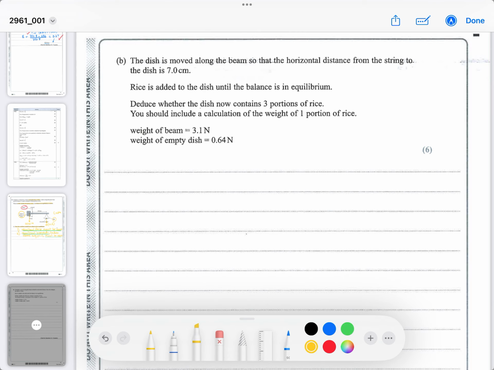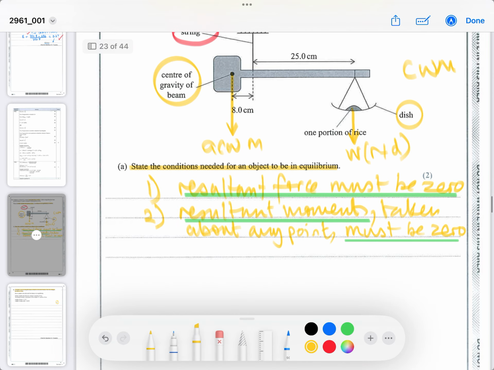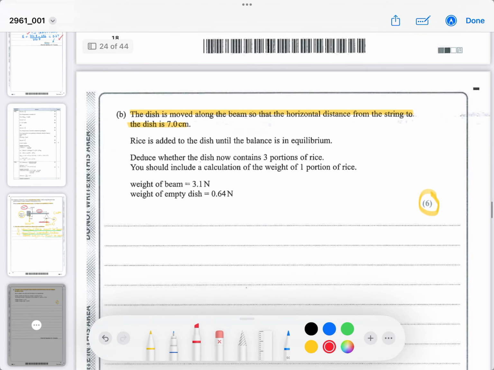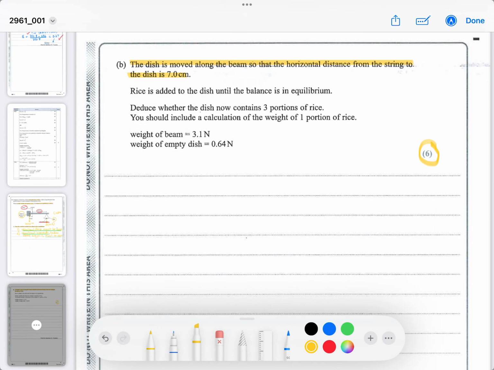The next question, and this is where the maths comes in. It's a 6-mark mathematical question. The dish is moved along the beam, so the horizontal distance from the string changes from 25 to 7 centimeters. Now, if you go back to the question, just because we didn't talk about it, here you've got 1 portion of rice. So 1 portion of rice is balanced at 25 centimeters. So if they move it inwards, it means they must be putting extra rice in the dish. So it says rice is added to the dish until the balance is in equilibrium.